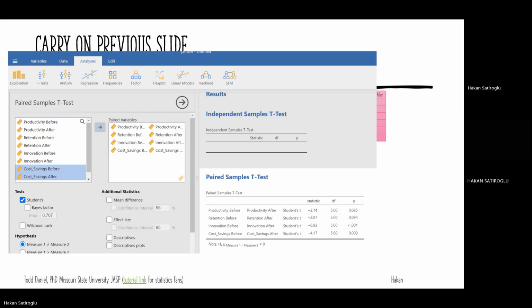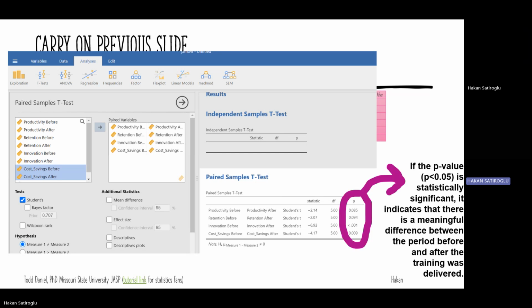But I'm not teaching you how you are going to measure those, and I'm not teaching you how to do this statistical analysis. But this is the paired sample t-test, I can tell you only before and after intervention, what is happening. And p-values, if they are less than 0.05, it means it's a meaningful difference. Okay, your training for our hypothetical organization didn't make a meaningful difference on productivity and retention.